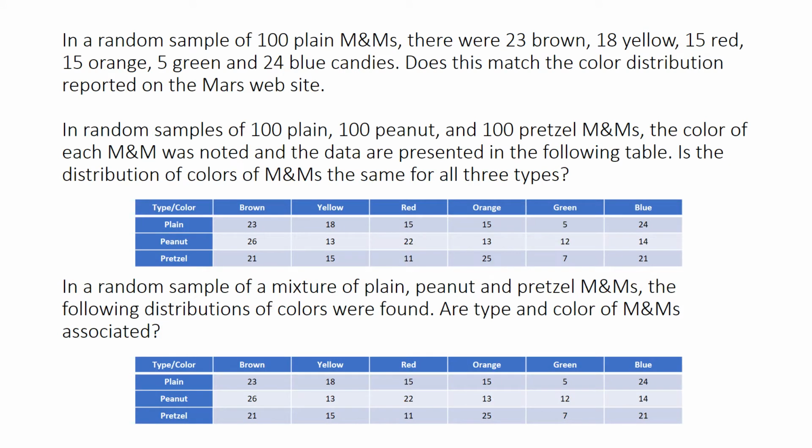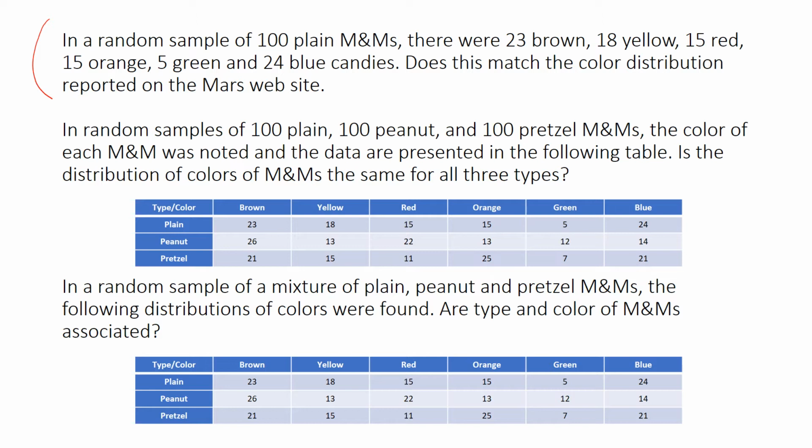These three M&M examples illustrate the differences between the three chi-square tests. First, in a random sample of 100 plain M&Ms, there were 23 brown, 18 yellow, 15 red, 15 orange, 5 green, and 24 blue candies. Does this match the color distribution reported on the Mars website?